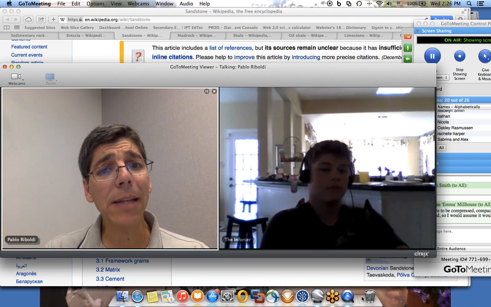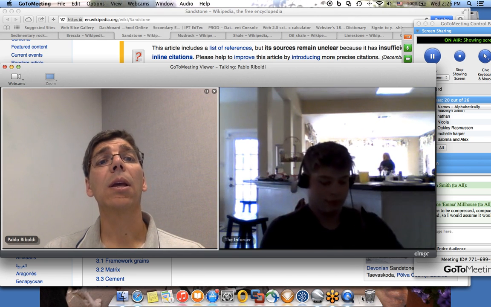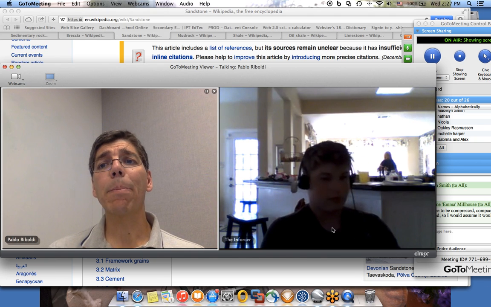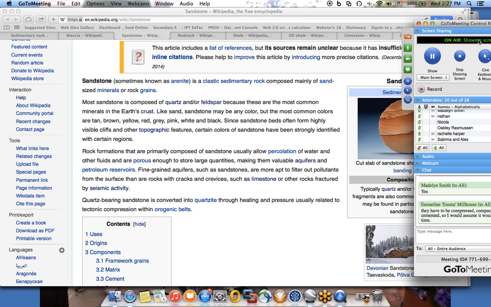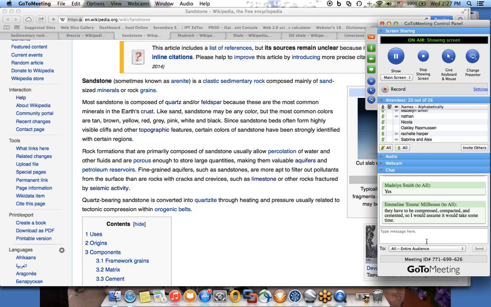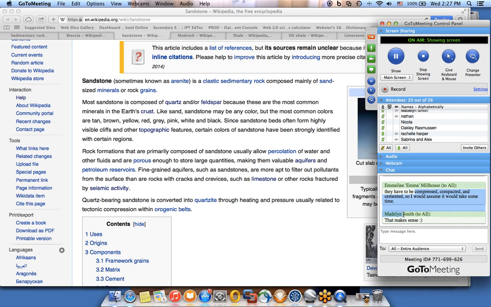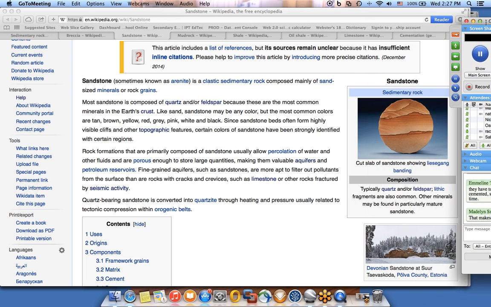How about the sedimentary rocks? What are the processes actually for creating a sedimentary rock? Emma says they have to be compressed, compacted, and cemented. So I would assume it would take some time. Yeah, that makes sense. That's right. So let's see what it means to go through this process.